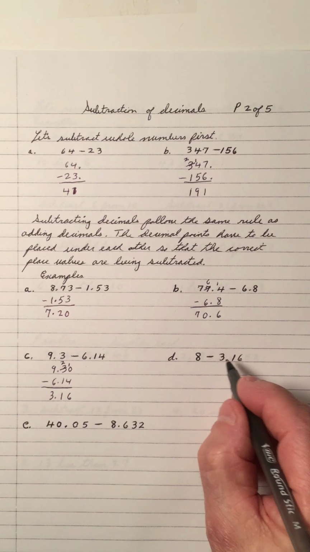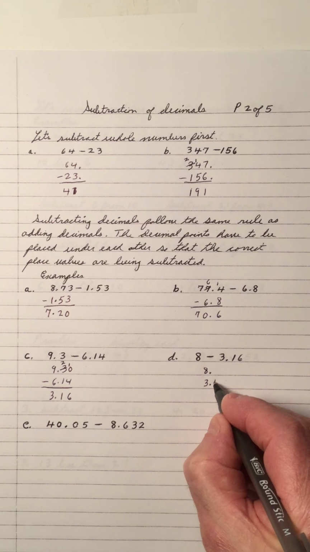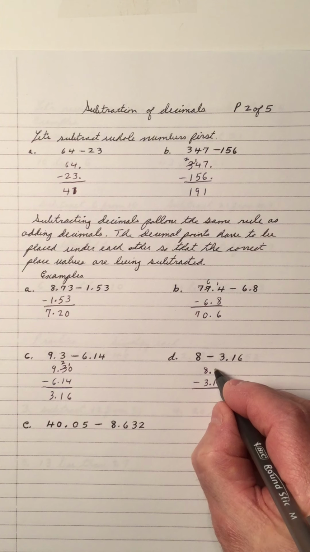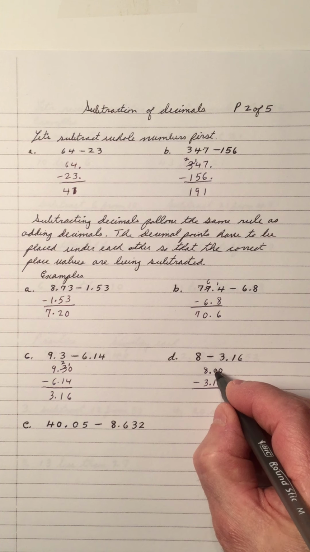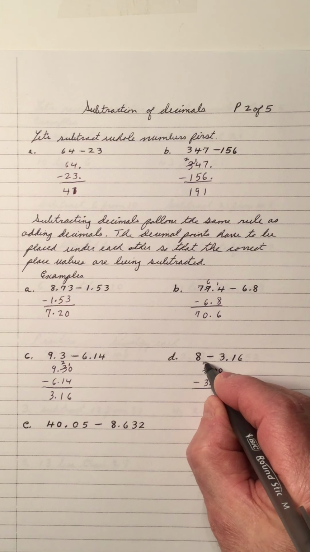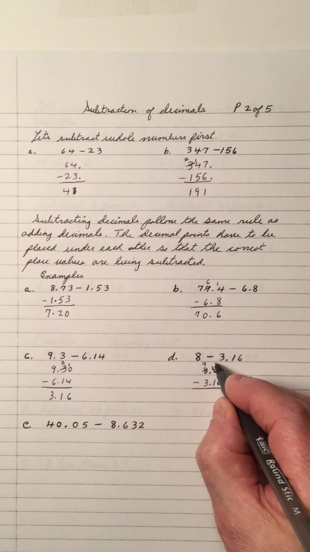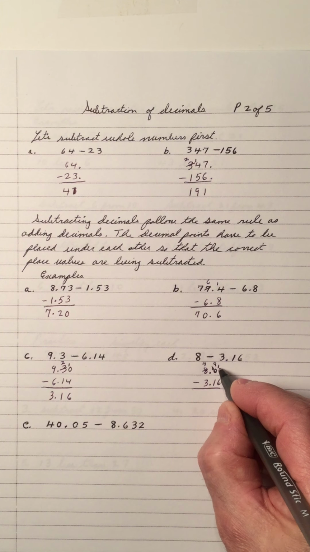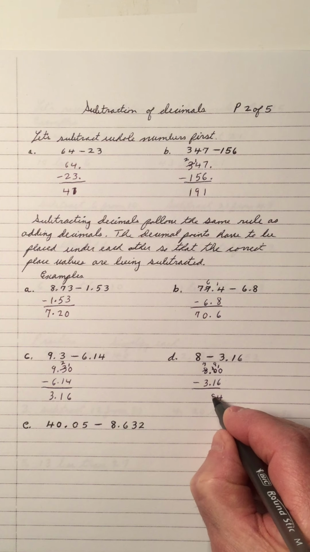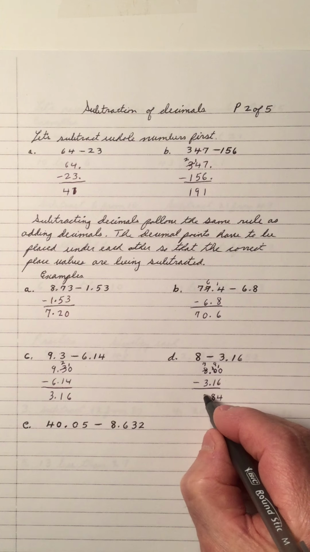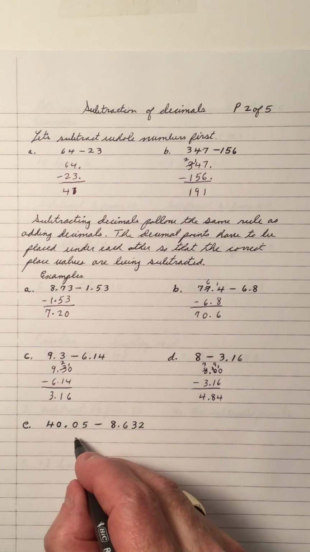8 subtract 3.16. 8. The decimal is on the right. 3.16, we're going to subtract. There's no tenths, no hundredths. 0 subtract 6, you can't do it, so we can't, none there, so we make the 8 a 7, and that makes that a 10. But we still haven't got over to the hundreds, so the 10 becomes a 9, and hundreds becomes 10. 10 subtract 6 is 4. 9 subtract 1 is 8. Decimal down. 7 subtract 3 is 4. 4.84.